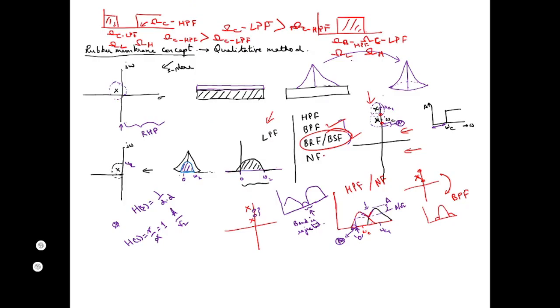And lastly, we can have the notch filter, which is a limiting case of the band reject filter or the band stop filter, where only a single frequency is being stopped. Any doubt till now?